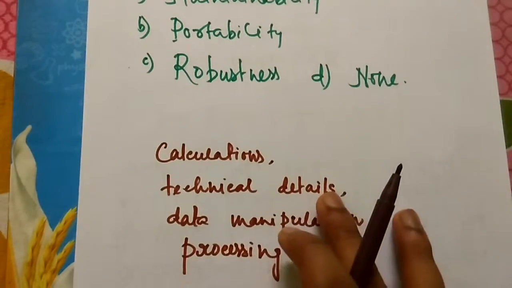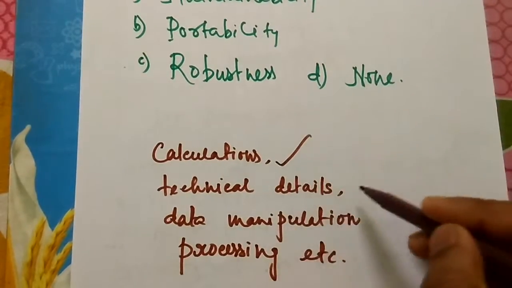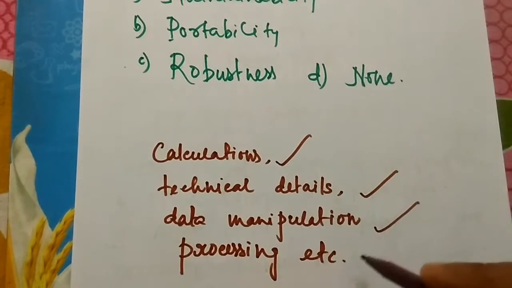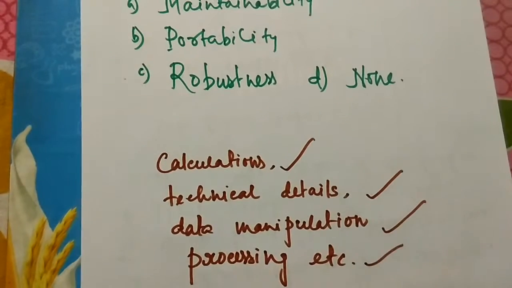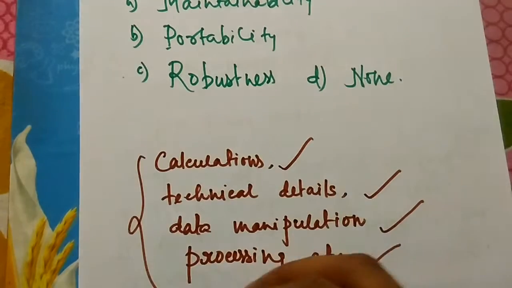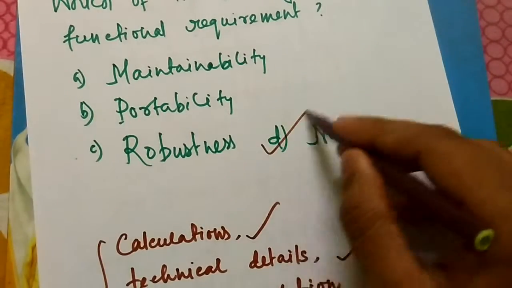And functional requirements are like this: calculation, technical details, data manipulation, processing, etc. These things come under functional requirements. So option D is the correct option.